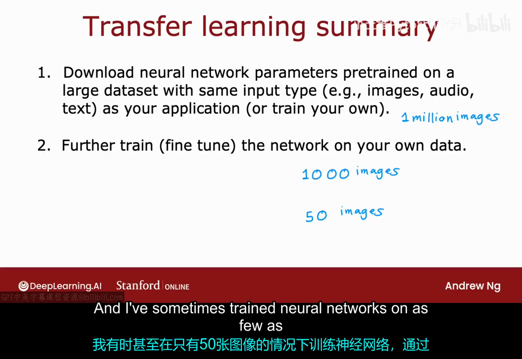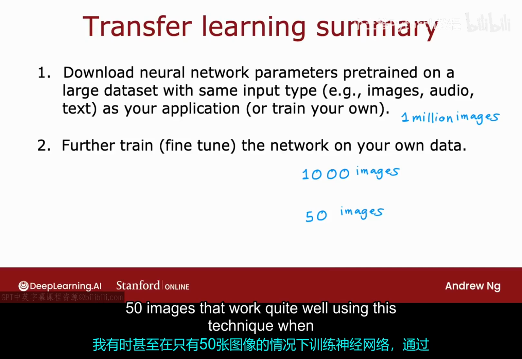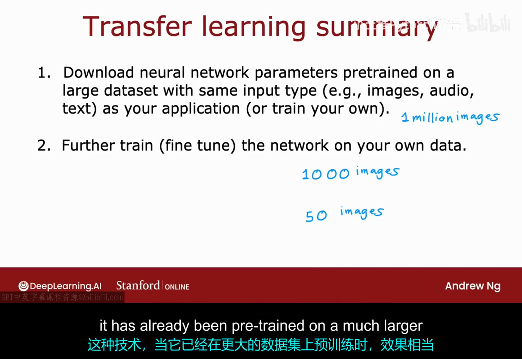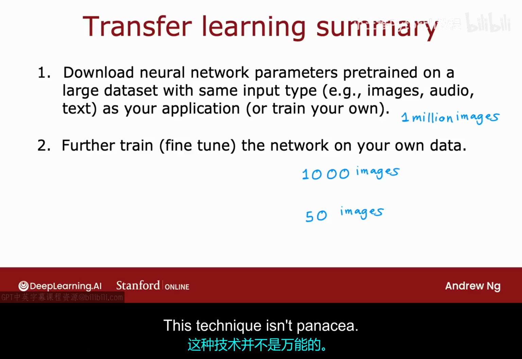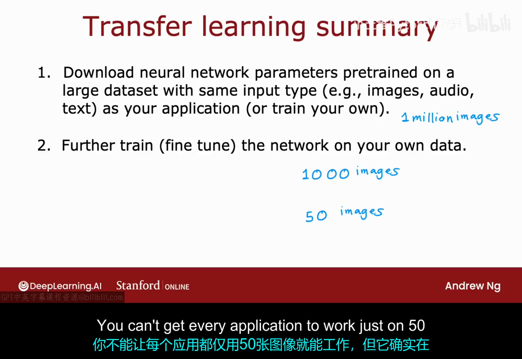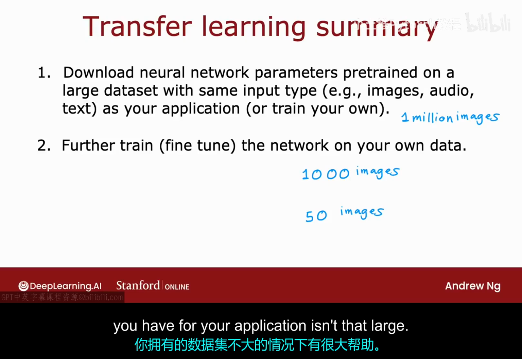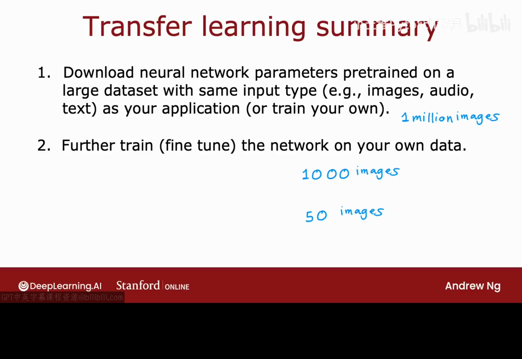And I've sometimes trained neural networks on as few as 50 images that work quite well using this technique when it has already been pre-trained on a much larger data set. This technique isn't a panacea. You can't get every application to work just on 50 images, but it does help a lot when the data set you have for your application isn't that large.